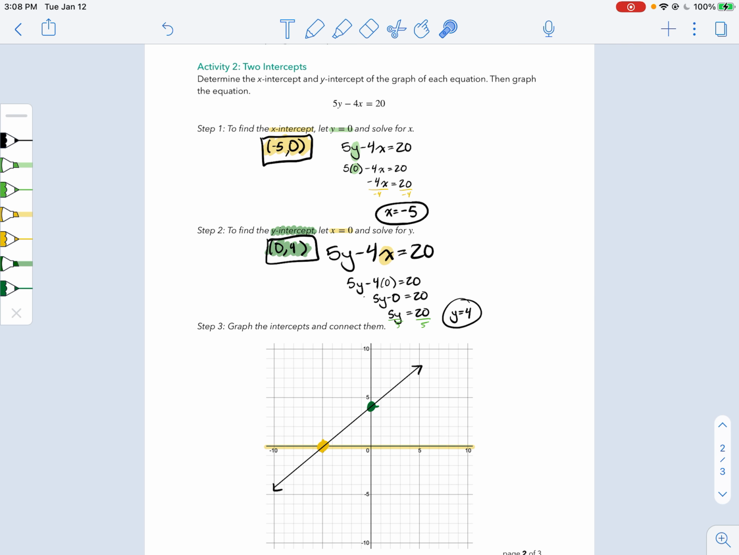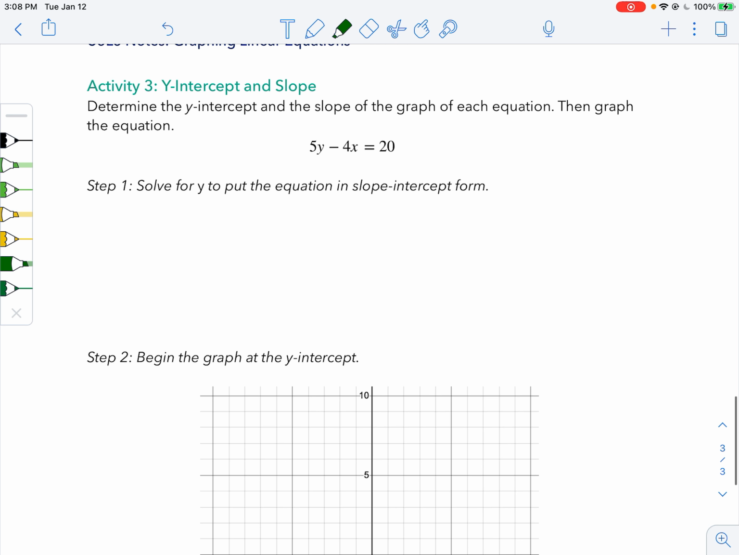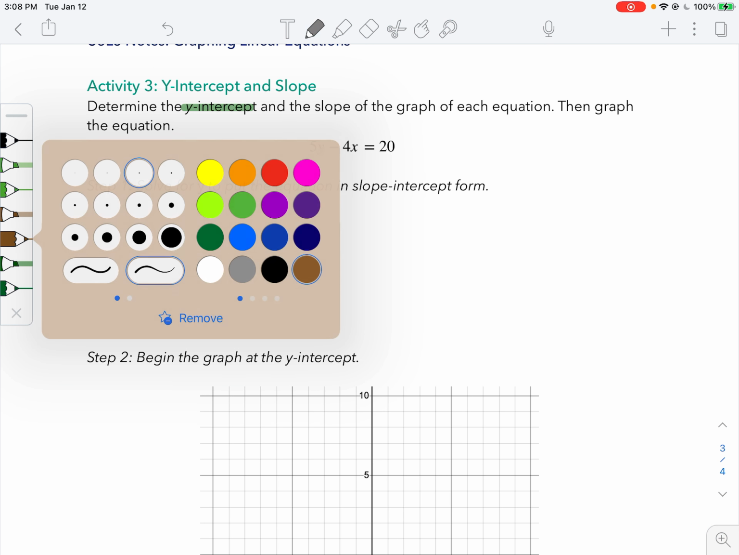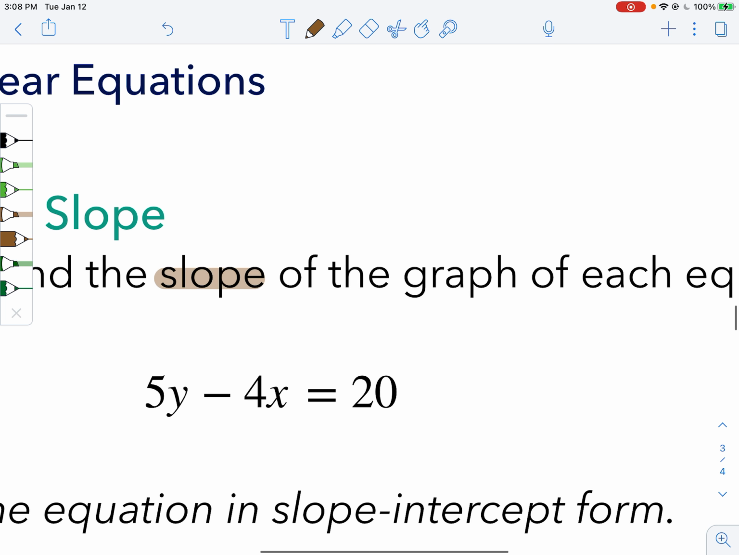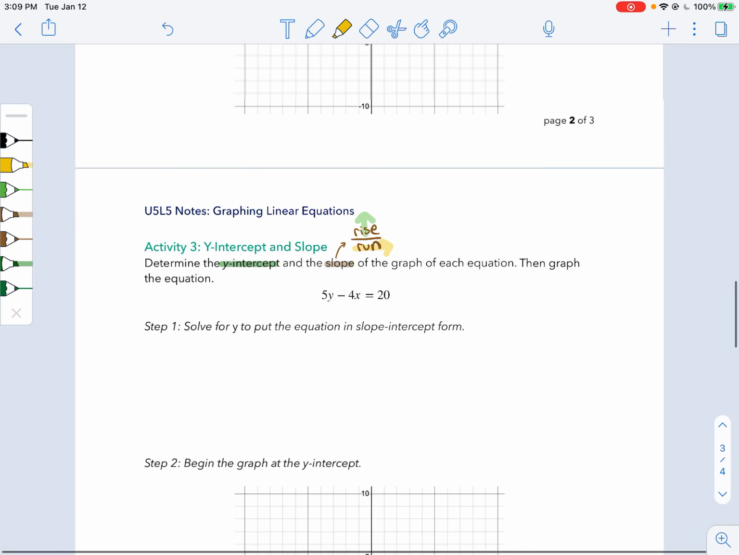There's another way to graph the line, but instead of having two intercepts, you can just have the y-intercept and the slope. So let's see what happens when we have the y-intercept and the slope. Quick refresher. Remember what slope is? Slope is rise over run. So it's how far up we go versus how far to the right we go.